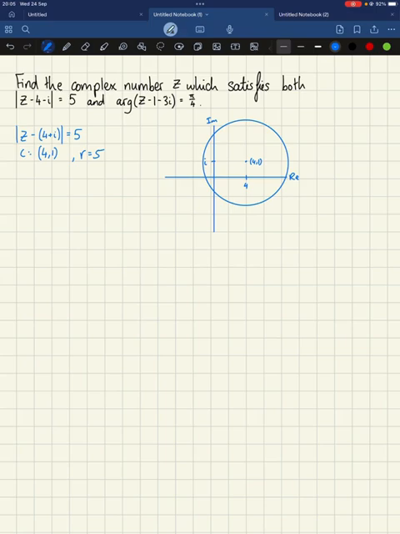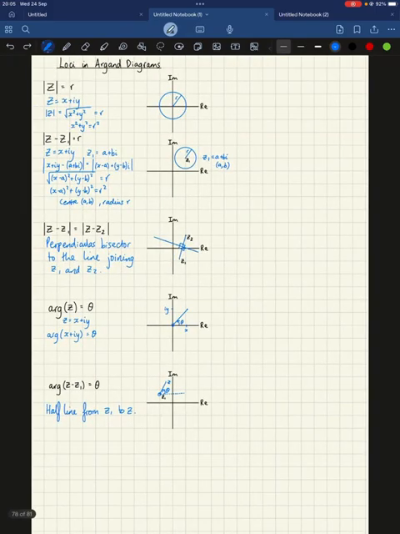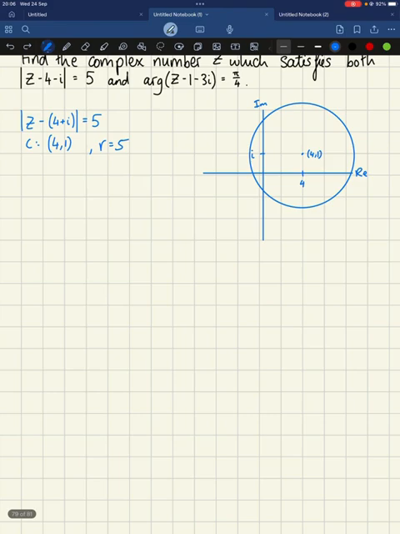Now, we have the argument of z minus 1 minus 3i. Now again, the argument is z minus z1. So z minus z1 is z minus 1 minus 3i. So what we're going to get is the argument of z minus z1, where z1 is 1 plus 3i, is equal to pi by 4. Now we know this is going to be a half line from the point 1, 3.